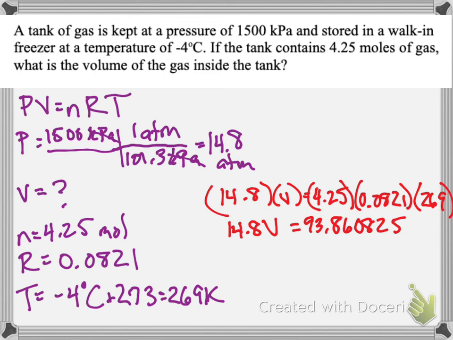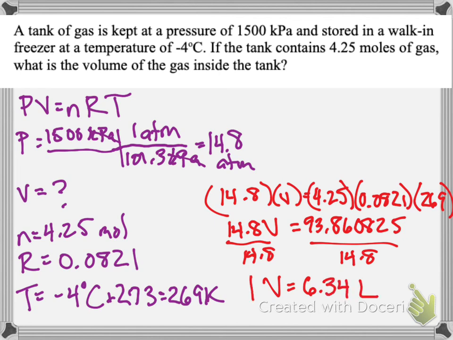As a rule of thumb, we're going to round to 3 sig figs here, pretty much always, unless I tell you otherwise. So in this case, we're going to divide both sides by 14.8. And the volume is what we get when we do that division, which is 6.34 liters. So if we were to measure the amount of space that gas took up inside that tank, it would be a volume of 6.34 liters.